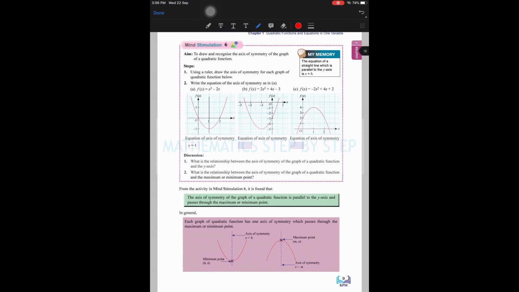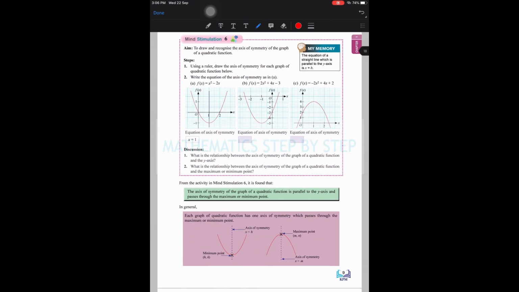So, Mind Stimulation 6. In this Mind Stimulation 6, we'll be learning how to identify the axis of symmetry. Like in the first function, as we have learned just now, the axis of symmetry passes through the minimum point, and it divides the graph into two parts of the same shape and same size. So in this case, this line is the axis of symmetry, x equals to 1.